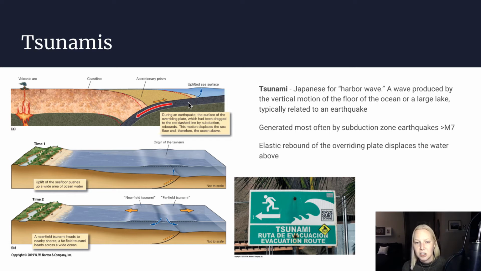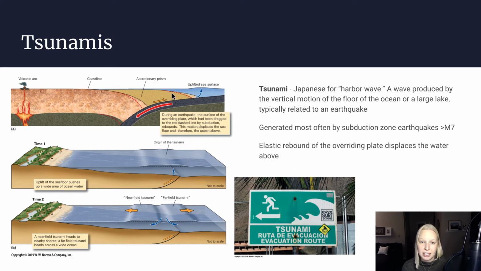And this zone right here where those two plates meet, it tends to become locked, and those plates actually aren't sliding smoothly past one another at all times. They sort of become stuck every once in a while, and then that stress is released in an earthquake. So at that location, something that happens is you get this elastic rebound of the overriding plate.